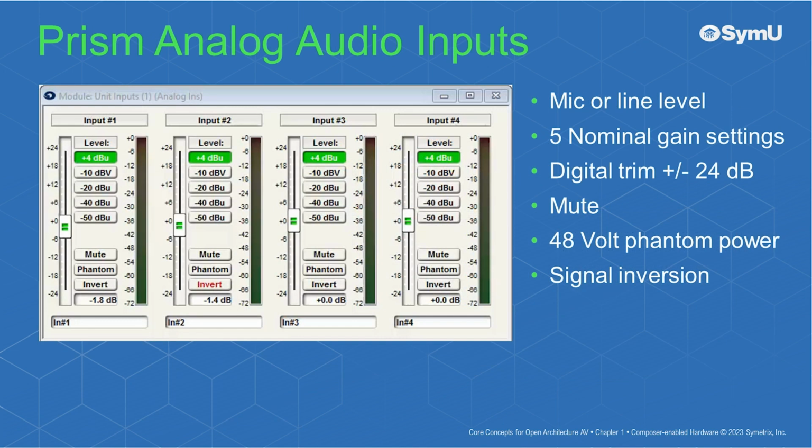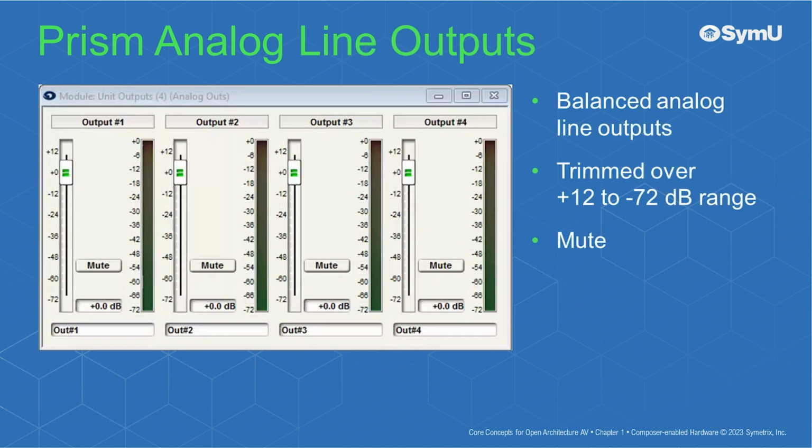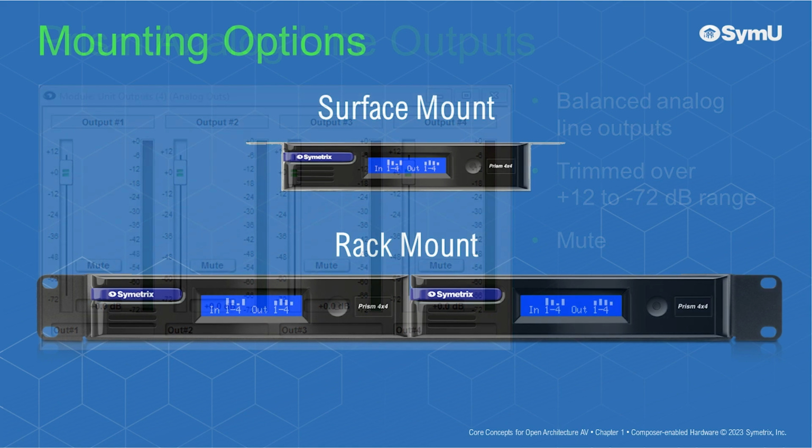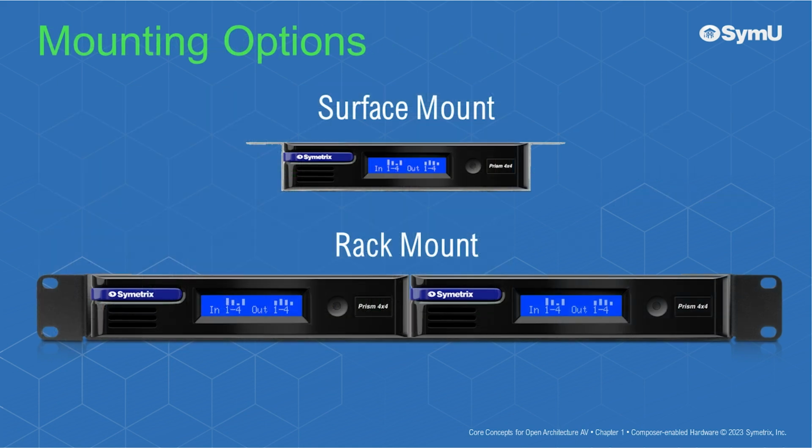Prism analog audio inputs accept mic or line level signals with 5 nominal gain settings, plus/minus 24 dB of digital trim, mute, 48-volt phantom power, and signal inversion. Prism balanced analog line outputs are trimmed over a +12 to -72 dB range and mute. Half-rack Prism 4x4 units have 2 mounting options, surface mount and rack mount. Mounting kits are sold separately.